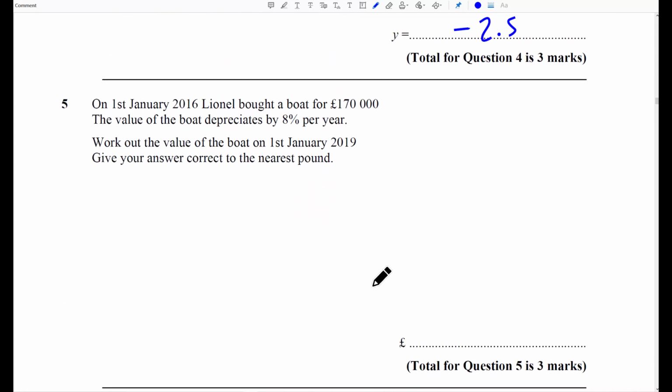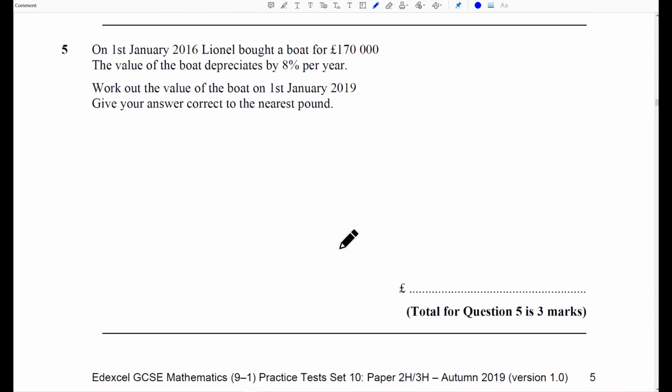Question 5. Lionel bought a boat. Depreciates means it goes down in value. So if you're doing the compound interest, remember 100% is the same price. It's going down by 8%. So we're going to get 92%. Divide that by 100. So as a decimal, that is 0.92.